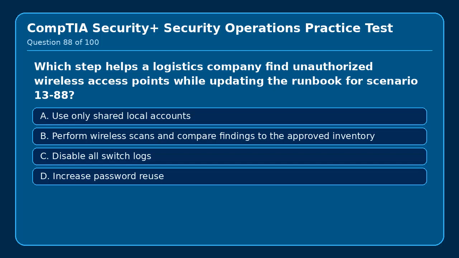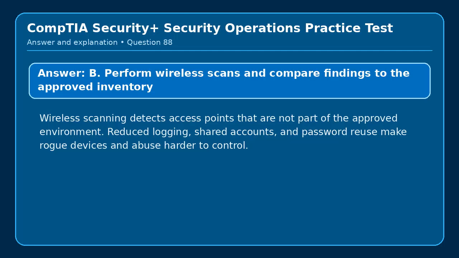Question 91. How should a legal office reduce risk from a critical vulnerability with active exploitation while preparing a remediation plan for scenario 13 to 91? A. Disable vulnerability reporting. B. Patch only systems with no network access. C. Delay action until every low-risk issue is closed. D. Prioritize patching or mitigation based on severity.